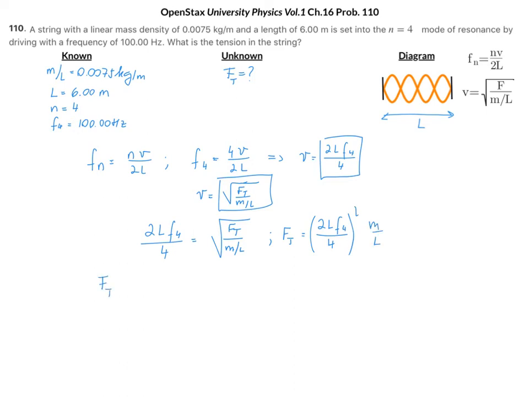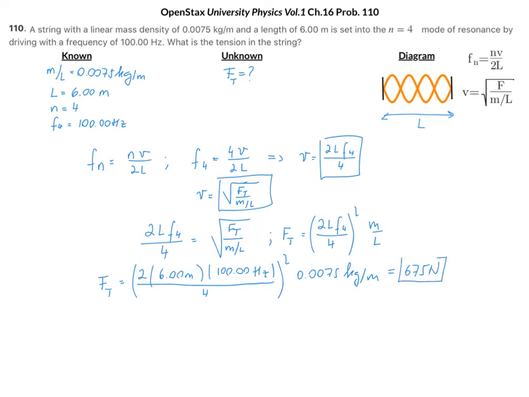So the tension force will be 2 times length, which is 6 meters, times frequency, which is 100.00 hertz. Divide this by 4 quantity squared. And the linear density of the string is 0.0075 kilograms per meter. And when we multiply these numbers together, we end up with 675 newtons. So the tension in the string is 675 newtons.